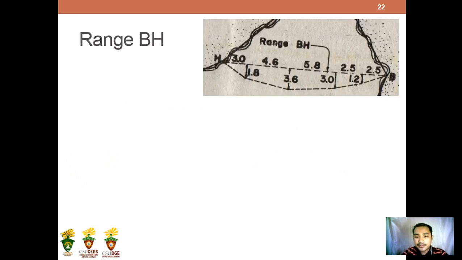So first is we need to solve the cross-sectional area at range BH. So here is the accompanying figure. So first is we need to determine the area between verticals 1 and 2 in this part. So since it is a triangle, we need to use the formula for area of a triangle. So we have 1/2 times 1.2, which is the depth, and 2.5 is the distance between the verticals. So we have 1.5 square meters.